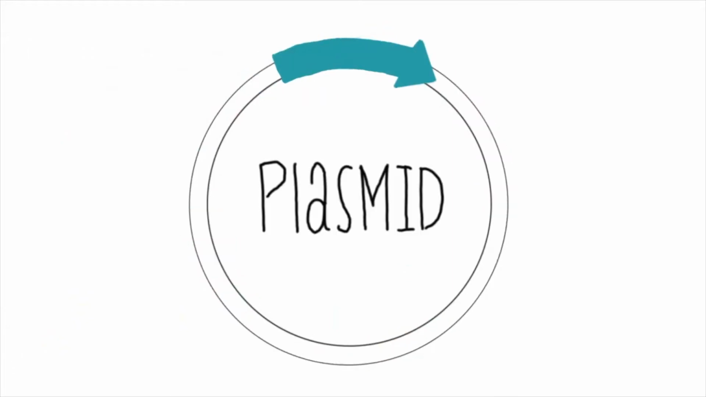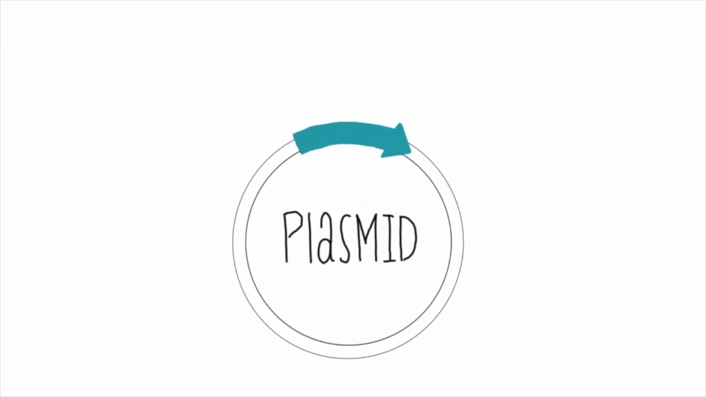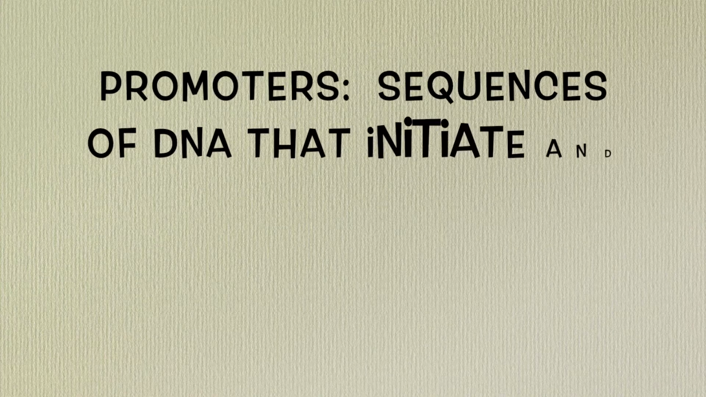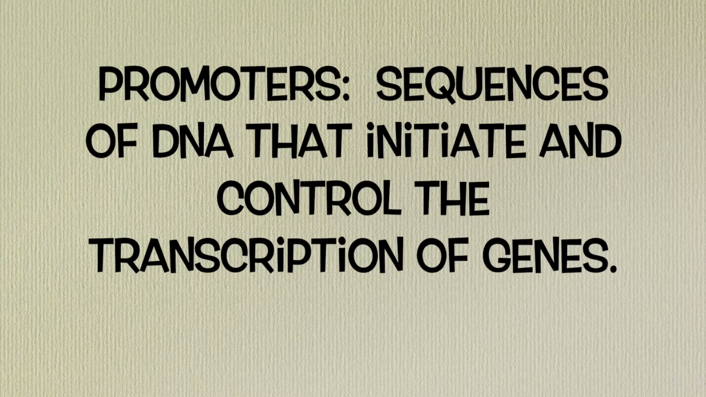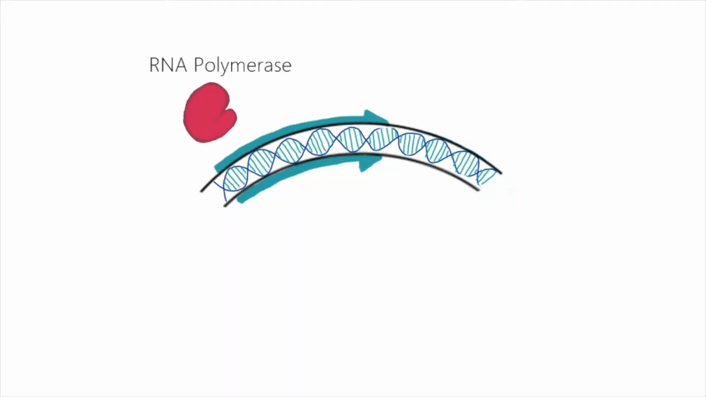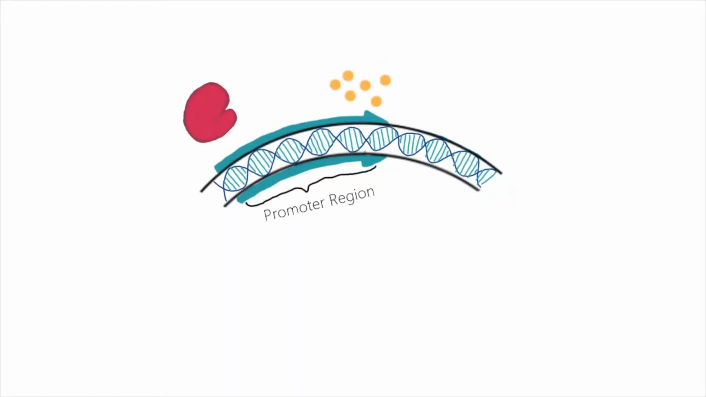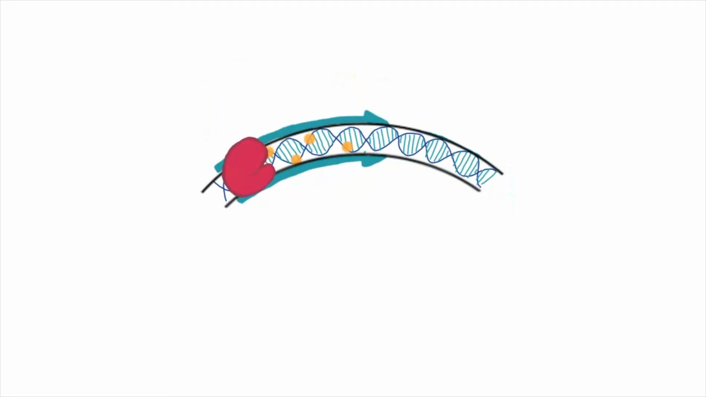Today we will be talking about promoters. In a previous video, we discussed the different parts of a plasmid. In this video, we are going to focus on one specific part that can be included in a plasmid, the promoter. Promoters are sequences of DNA that initiate and control the transcription of genes. In order to start transcription, RNA polymerase and transcription factors bind to promoters.